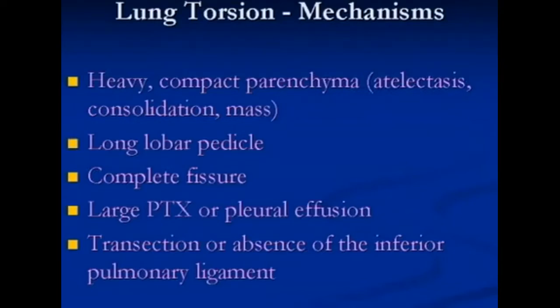Well, if you have a heavy portion of lung, that's going to give you sort of a fulcrum to spin on. If you have a long lobar pedicle, that gives you the ability to make that spin. A complete fissure. Now, if you have an incomplete fissure, the two lobes interdigitate, and that prevents you from making that rotation. If the fissure is complete, it'll spin. You need a place to do it. So you have to have a large pneumothorax or a large volume of pleural fluid. And if you're either torn or you don't have an inferior pulmonary ligament, it allows you to make that swing.